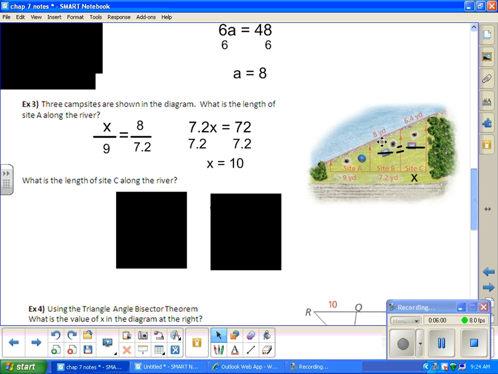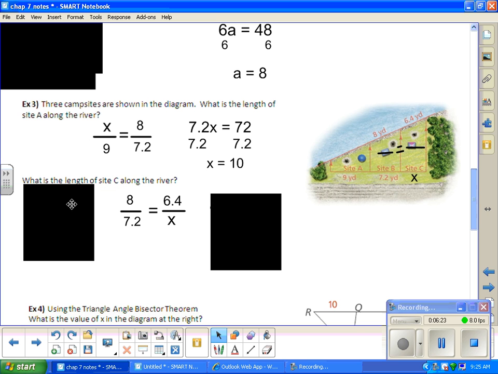I'm still using side B as one of my fractions, just because it's already there, it's easy to use, it's easy to see what the two parts equal. And they're exact, so in case you messed up over here, you don't want to use this new answer, just in case for some reason you did something wrong. Alright, so my fraction is going to be 8 over 7.2 equals 6.4 over x.